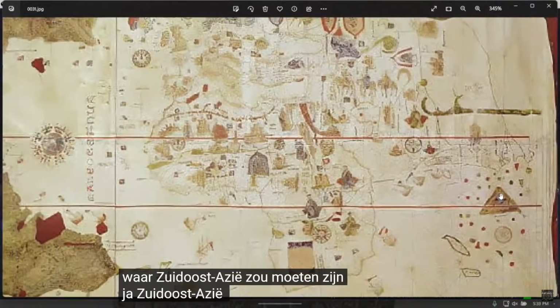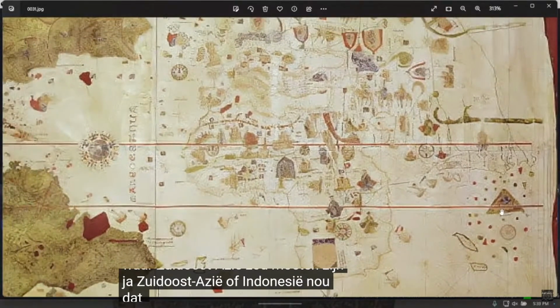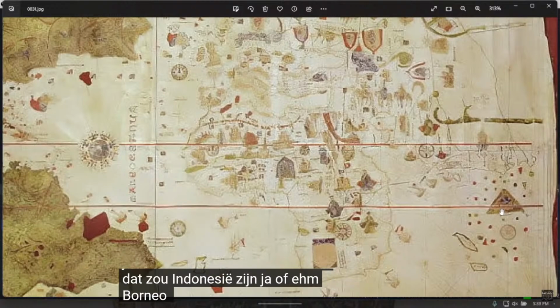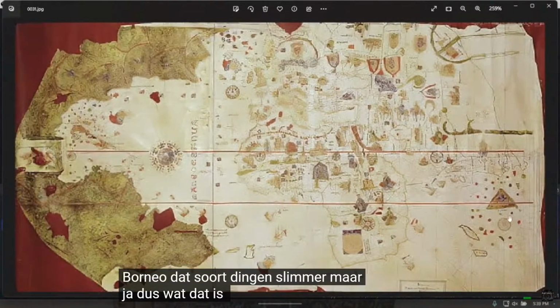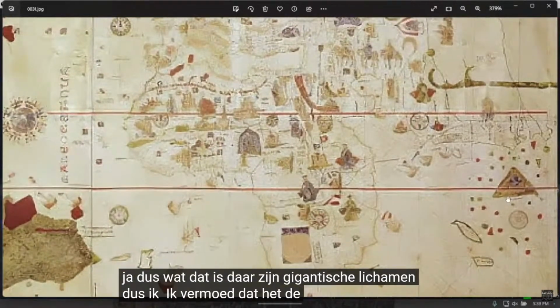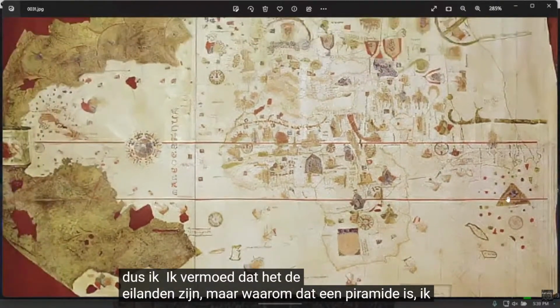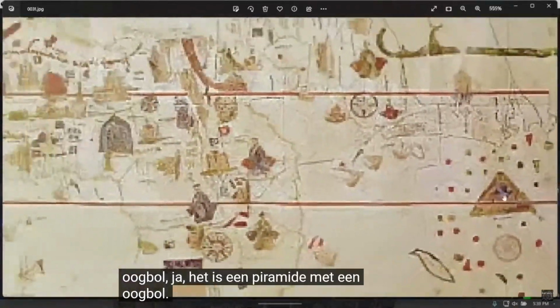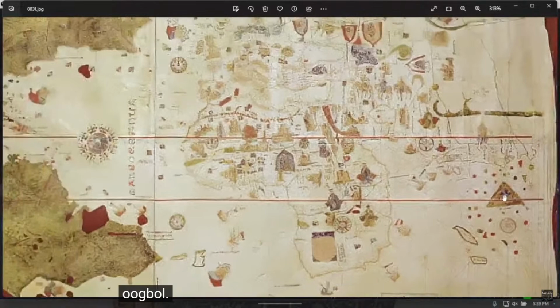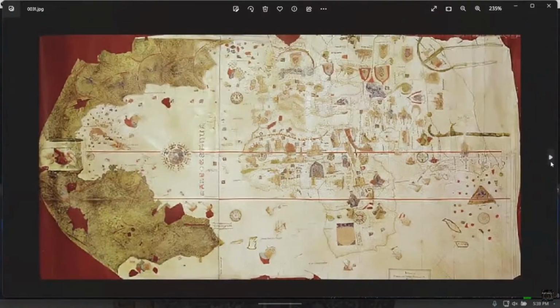Is that Southeast Asia or Indonesia, Australia? Well, that would be Indonesia, yeah, or Borneo, that sort of thing, Sumatra. But yeah, there's giant bodies there, so I'm guessing they're the islands. But why that one's a pyramid, I do not know. It's a pyramid with an eyeball. Yeah, it's a pyramid with an eyeball. I wish it would clear up a little bit. But yeah, that's a really early parchment.